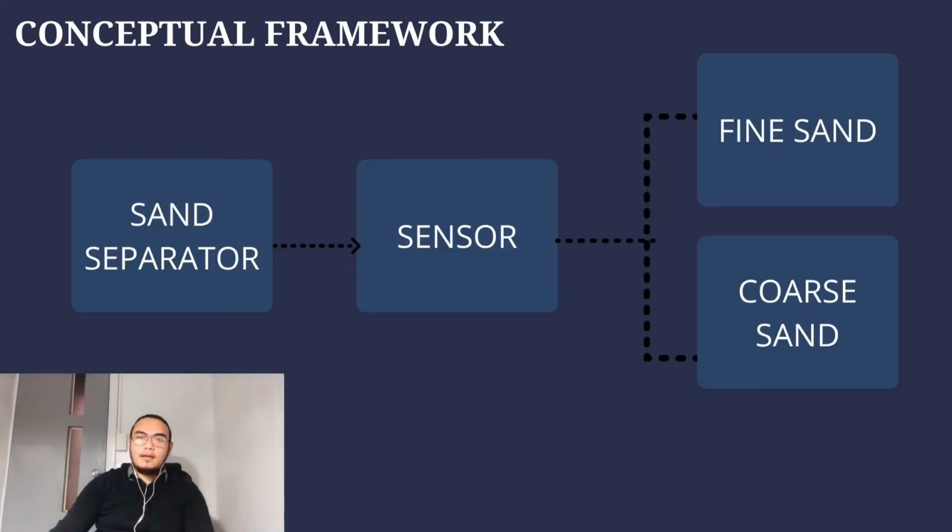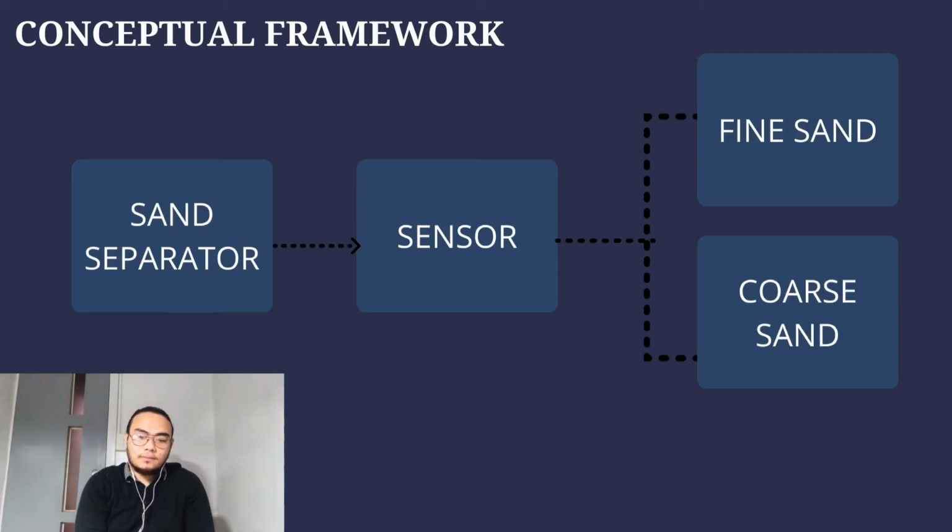Hi everyone, I am Johannes Labis and I'll be explaining this project's conceptual framework and how it works. There are machines that sieve sand in the market, but they are common in the mining industry. For example, the sluice plant and the wash plant. However, we'll design and develop our version with solar power activated by sensors or human interaction.